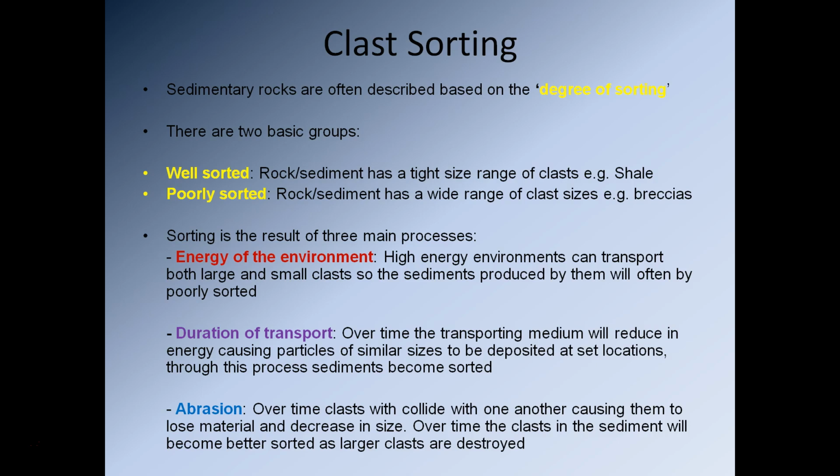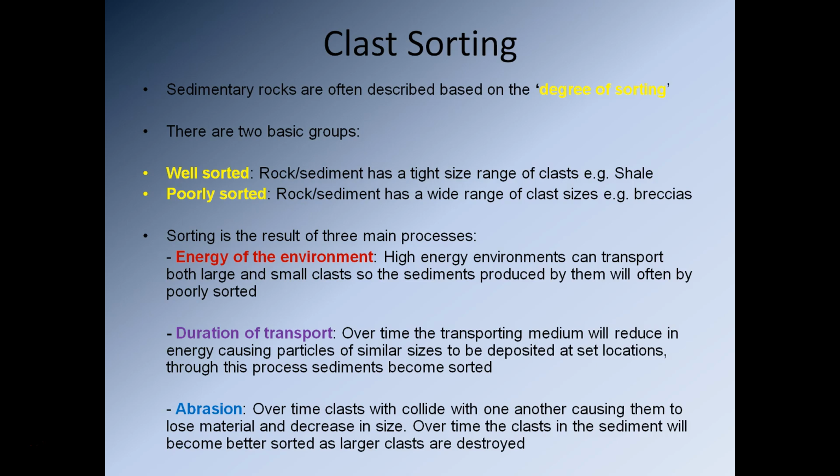So if you have a very high energy environment like a landslide or a very, very fast flowing river, well, that has the capacity to transport both small clasts but also very, very large clasts. And so any sediment that forms from that river may well be very poorly sorted.